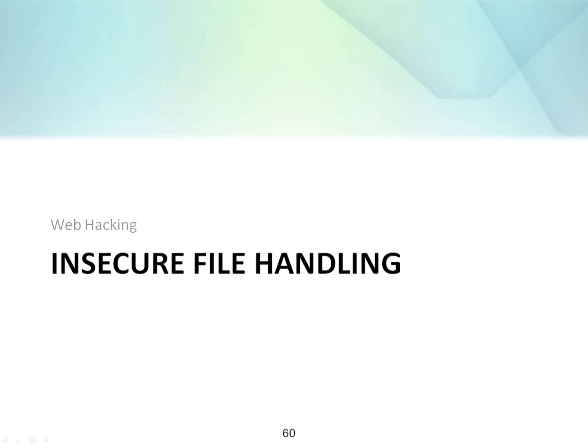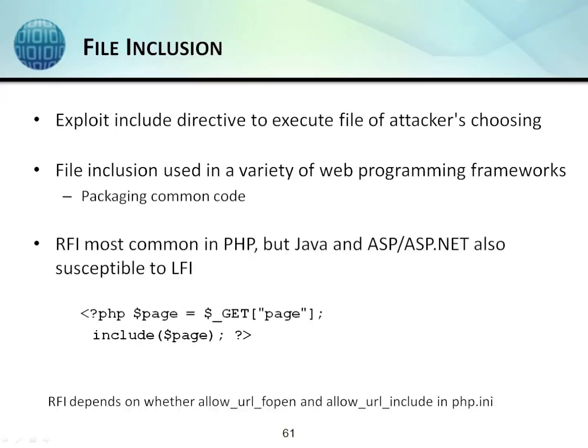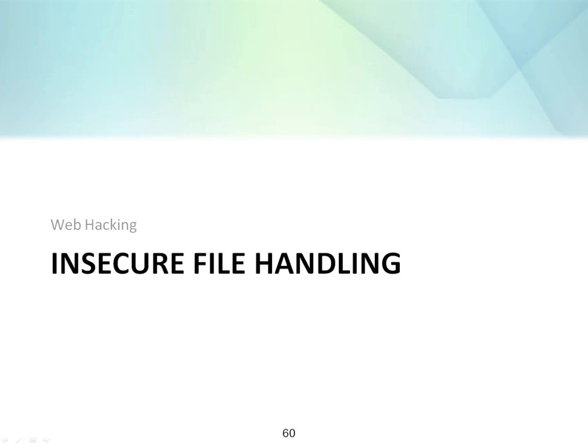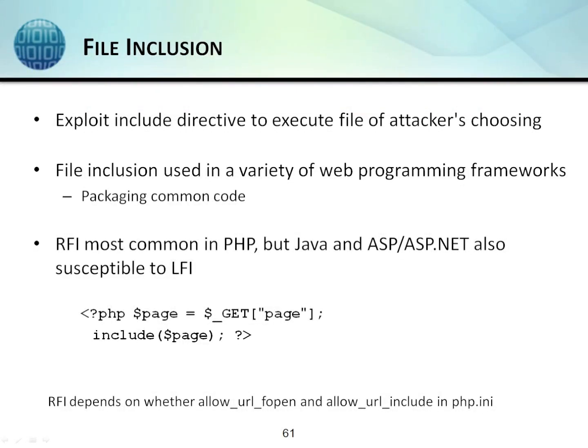Okay. I'm going to now talk about insecure file handling vulnerabilities. In general, this is a category of issues where you have unvalidated input combined with the use of some type of file system API. One of the more common ones, and maybe one you may be more familiar with, is file inclusion bugs. This is where the code has an include directive, and that directive is used to include code from another file.